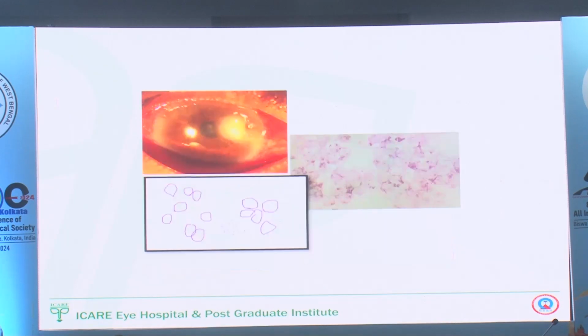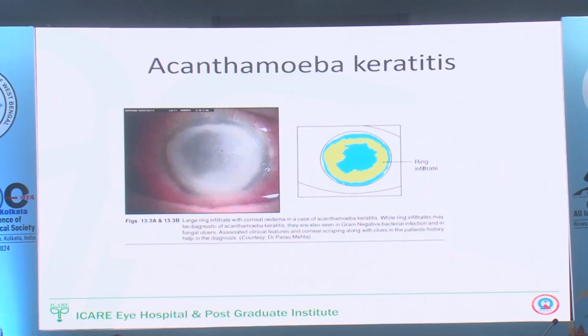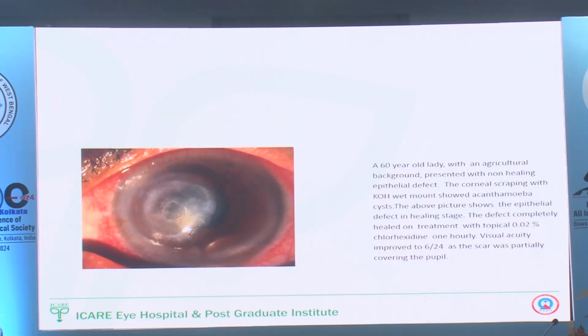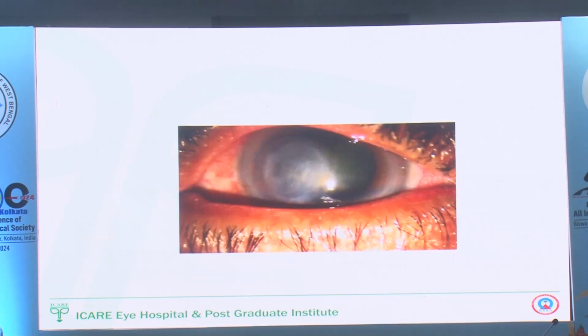So here you can see staphylococcal infiltrates. Acanthamoeba keratitis, this is courtesy Dr. Paras. This is a ring infiltrate, appearing at a pretty late stage. It could be a plaque-like presentation. It could be a persistent epithelial defect like that in this lady with an agricultural background. Scraping showed Acanthamoeba cysts, and you can see that there is a peripheral healing edge, and though there was a lot of scarring on healing, the patient did recover some amount of visual acuity.